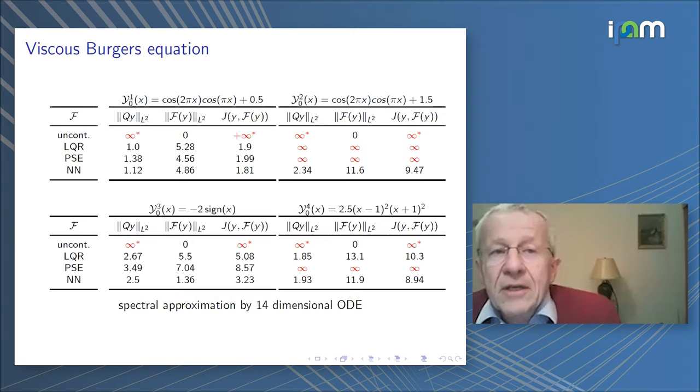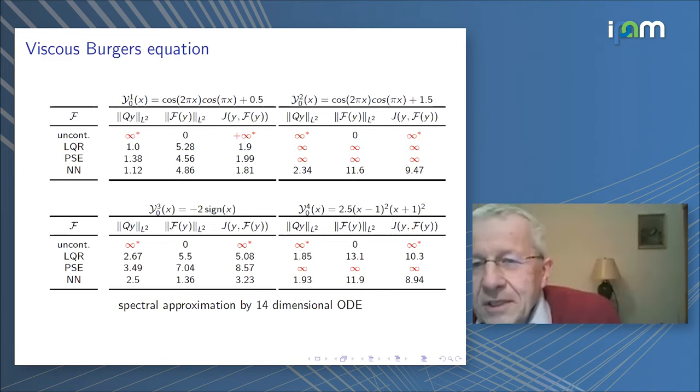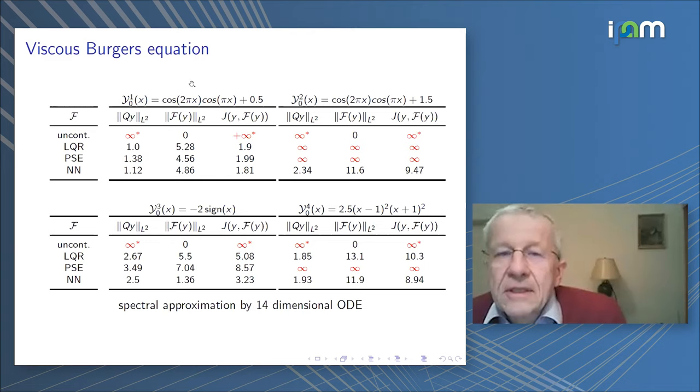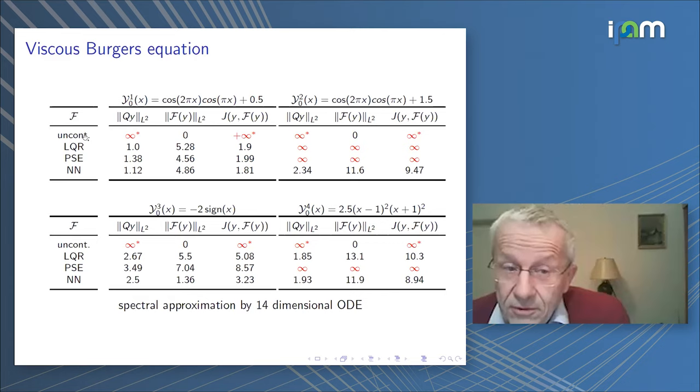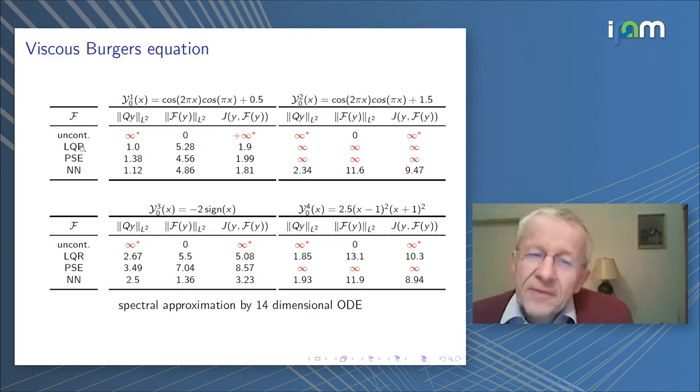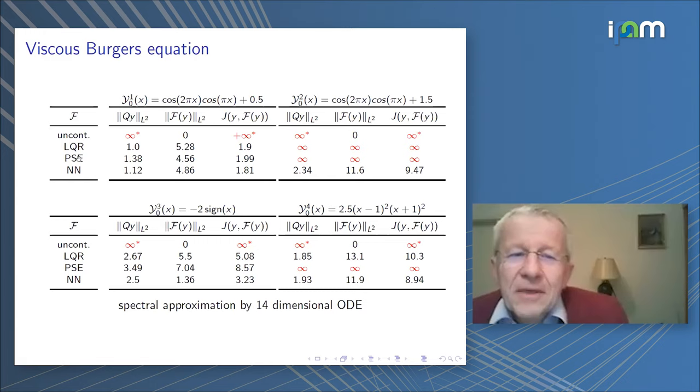And as I said, I'm also interested in applying our concepts to PDEs. So we are looking at the viscous Burgers equation. For the non-experts, that's a little bit like a one-dimensional Navier-Stokes equation. I don't write it here, but we discretize it by Chebyshev polynomials, 14 Chebyshev polynomials. And here we see results which correspond to different initial conditions, comparing the uncontrolled case, the linear quadratic regulator, then some type of approximation to the nonlinear regulator, the SDRE regulator, and then the neural networks.